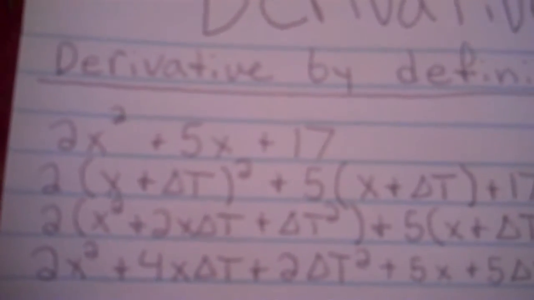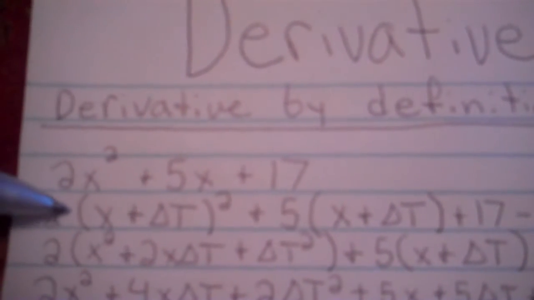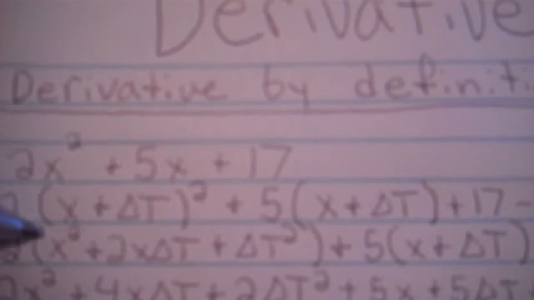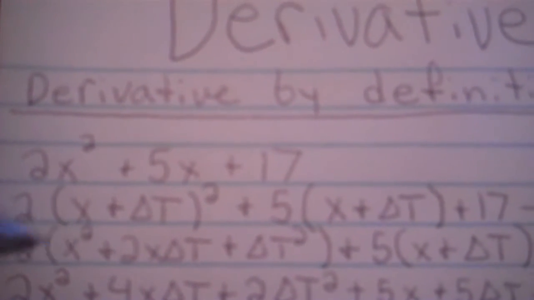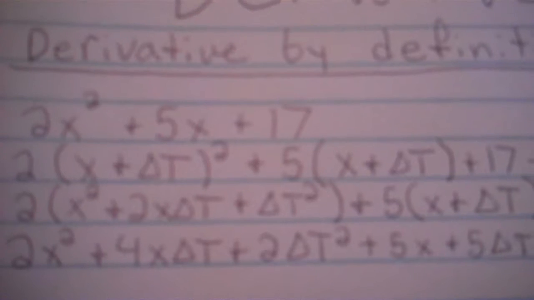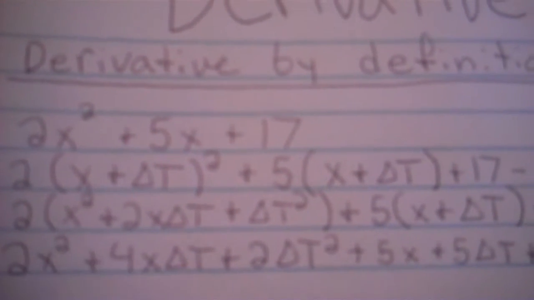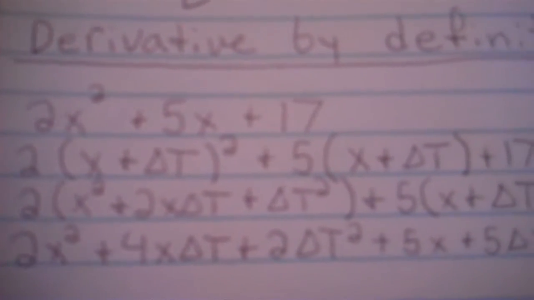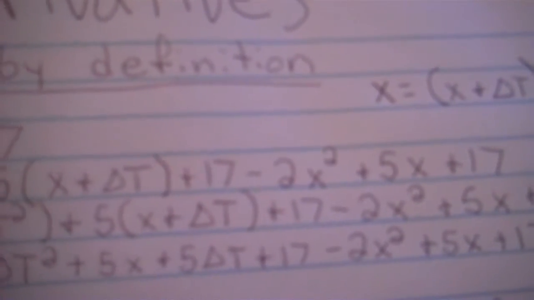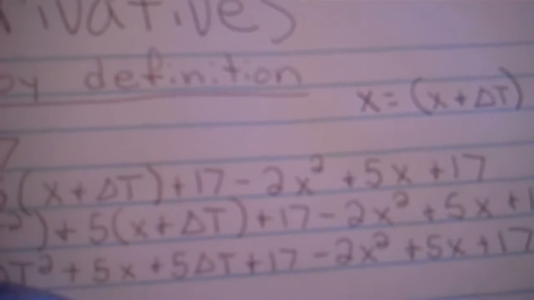And then the next step, basically, I just went through and I simplified the x plus delta t squared just to make it easier to see. So that was all FOILed out. And then that's just the same. And then I just distributed the 2 in front of all of the parts. And then that's all the same. Oh, and then I distributed the 5 in for the x plus delta t. And then that's still the same.